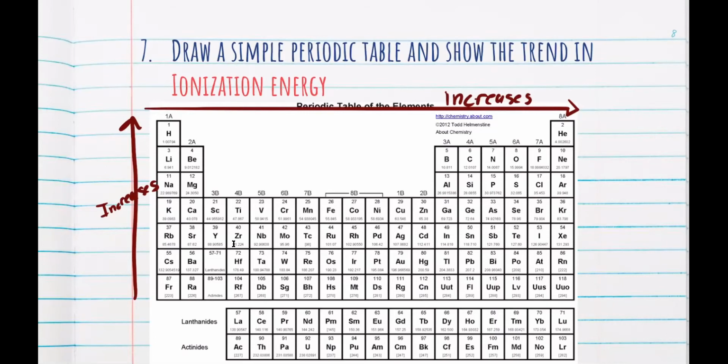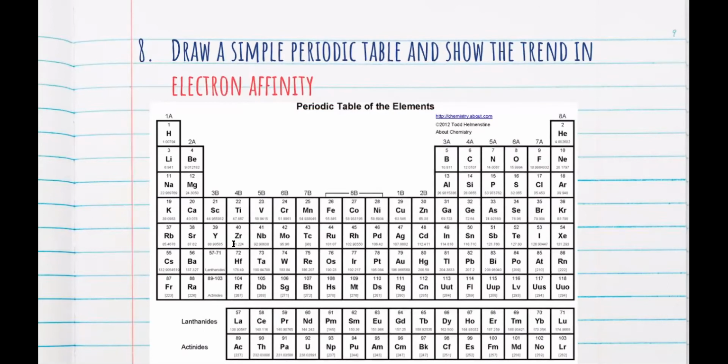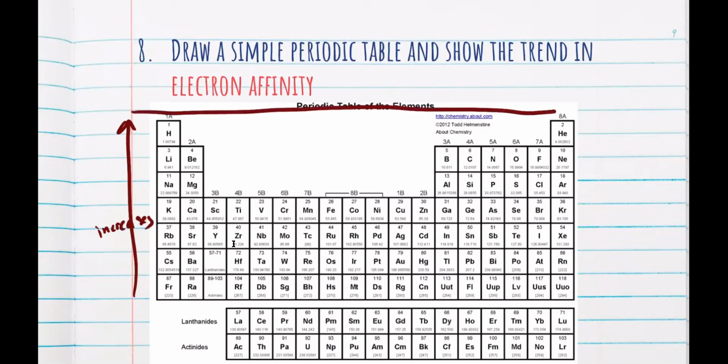Now let's move on to our last trend. For our last trend, we need to show electron affinity. So in this case, as we move up a group, our electron affinity increases, as well as when we go across a period, it also increases. These are all of our trends. Let's move on to our next question.